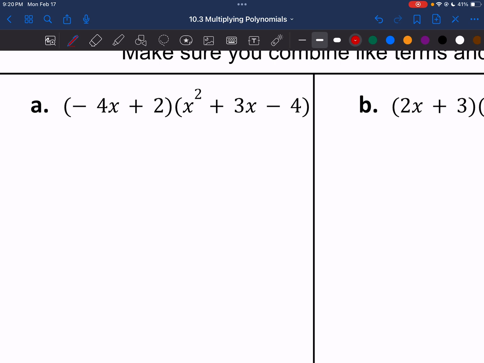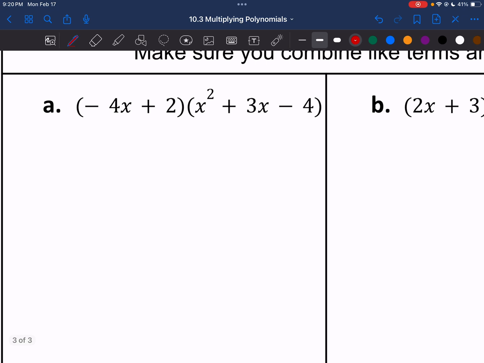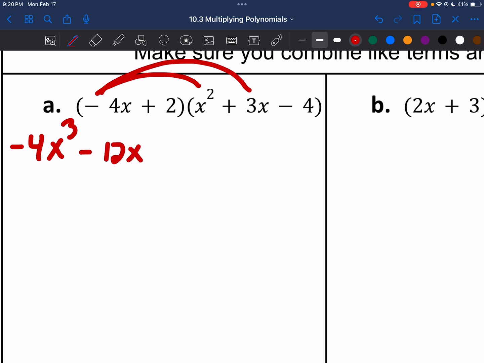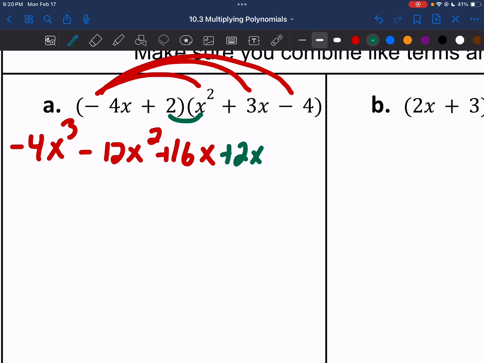I'm going to use 2 different colors to help highlight everything that's going on. So negative 4x is going to distribute to x squared. So that's negative 4x cubed minus 12x squared plus 16x. That's our first term getting distributed. Then we've got 2 times x squared, so that's plus 2x squared. 2 times 3x, which is plus 6x. And we have 2 times negative 4, which is minus 8.